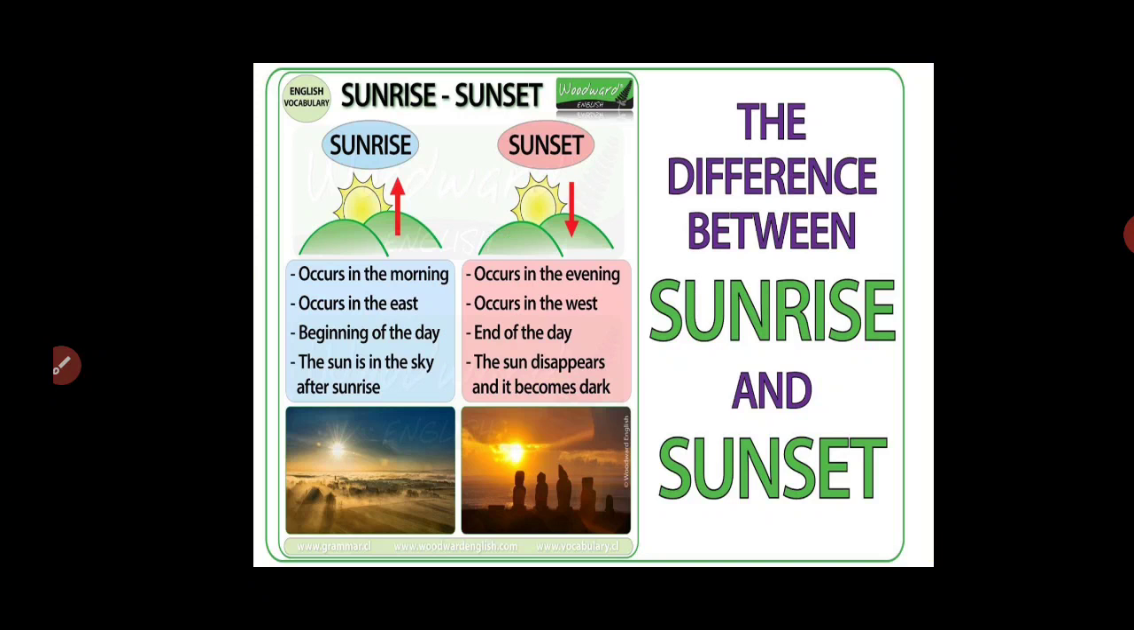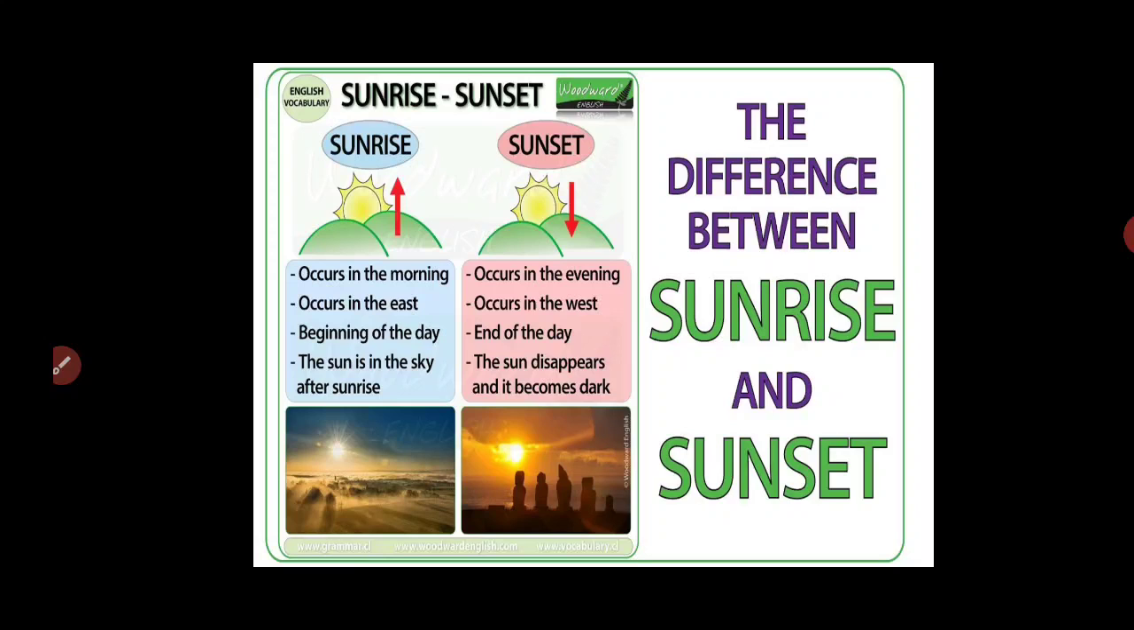See, children, towards your left side, the sun is rising, right? Children, sunrise occurs in the morning and it occurs in the east. Sunrise marks the beginning of the day, right? When the sun is in the sky, it basically means it is sunrise. So after the sunrise, the sun is always in the sky.